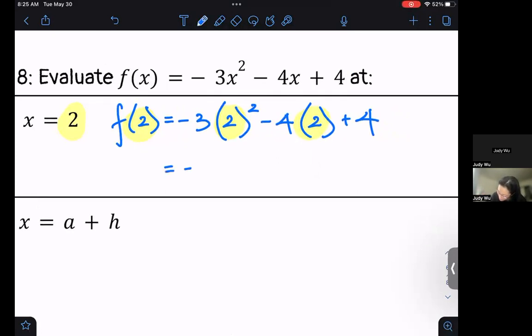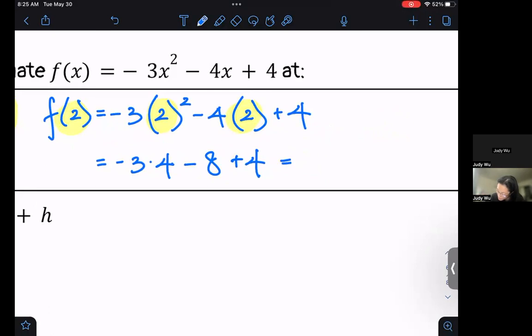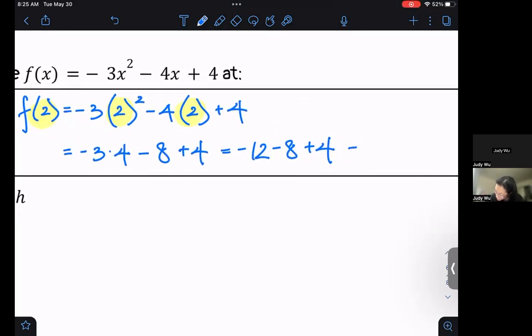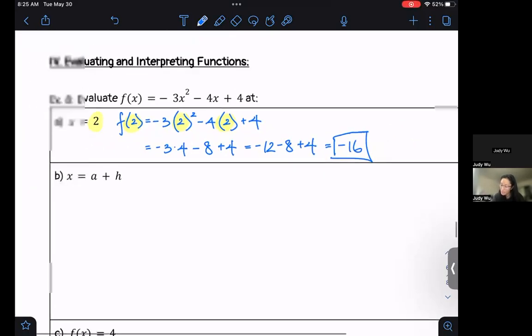We're going to get equals negative 3 times 4, right? Because 2 squared is 4. Minus 4 times 2 is 8 plus 4. All right. Negative 3 times 4 is negative 12 minus 8 plus 4. And let's see, let's get negative 8, taking away 8 from negative 12 gives us negative 20. Plus 4 gives us a negative 16, right? So when we go ahead and evaluate, we get f of 2 equals negative 16.